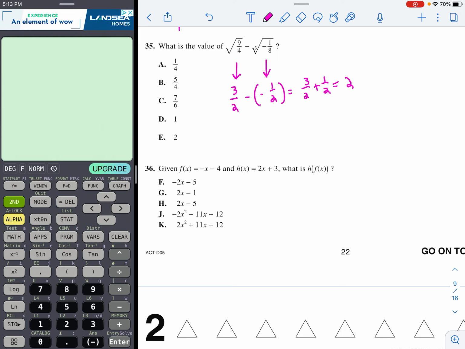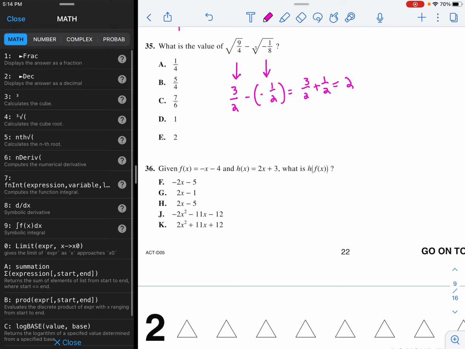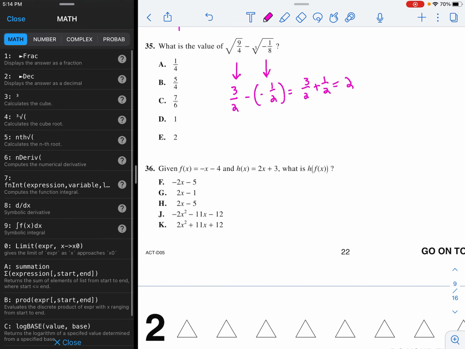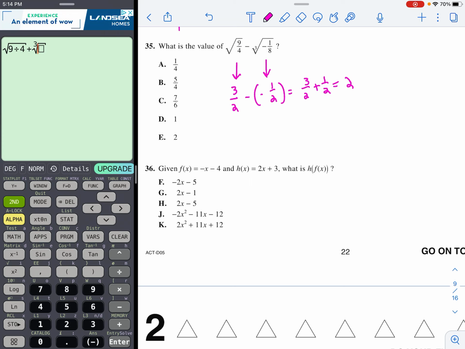But again, this is one where it's not that bad to do this on your calculator. The square root of 9 divided by 4, plus, you would have to know where this is in math, so it's good to know the math menu, number, or is it math, there it is, the cube root. You can do any root there with the nth root of negative 1 divided by 8. What did I do wrong there in my math then?